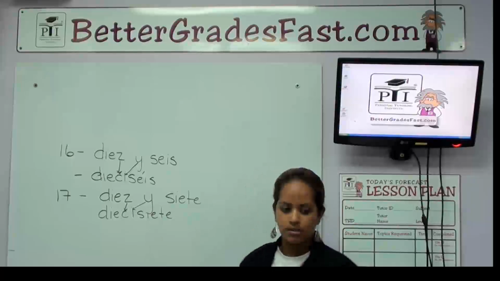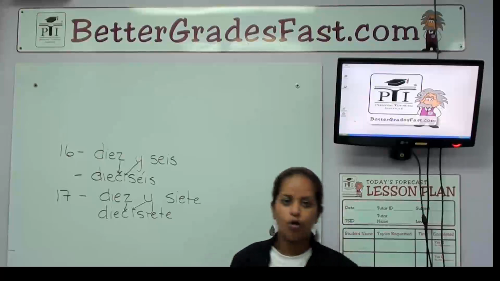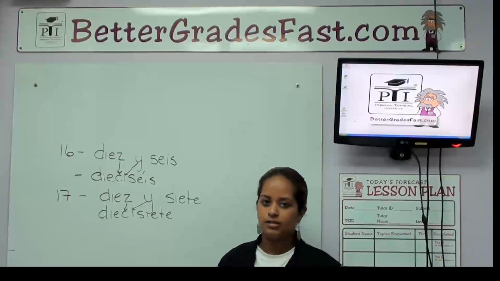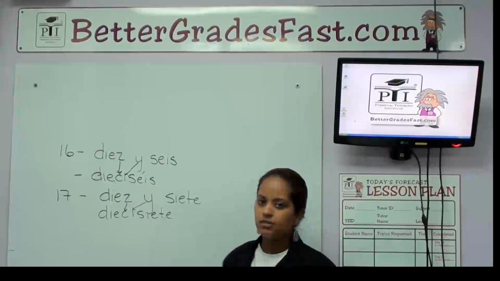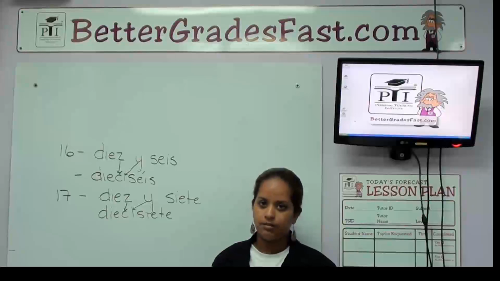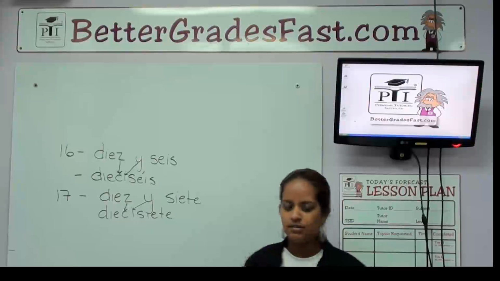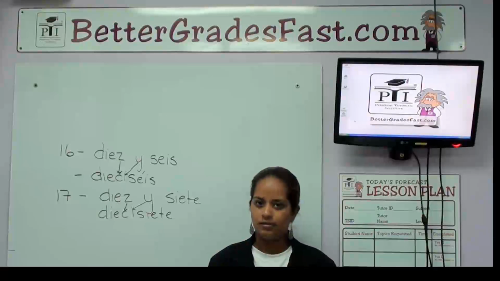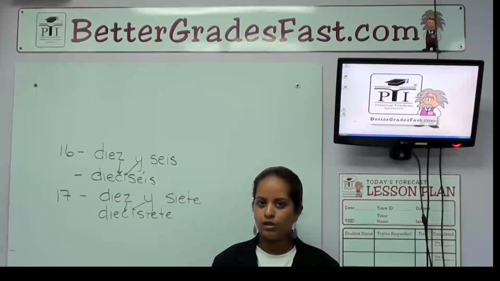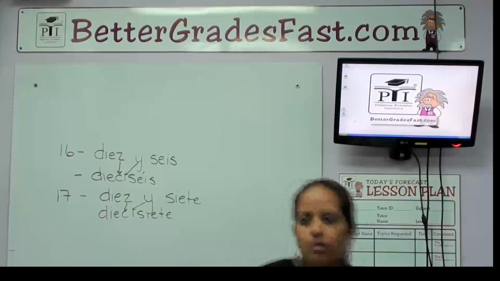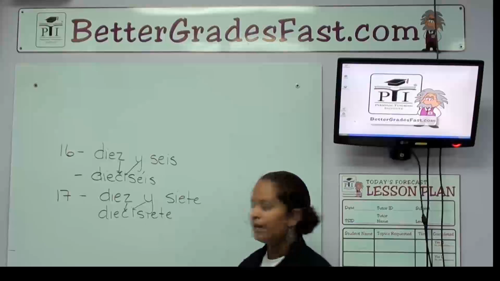It is pronounced the same way, it is just a more modern form of writing these numbers. This applies to numbers 16 to 19. 16, 17, 18, and 19. The number for 20 is 20.